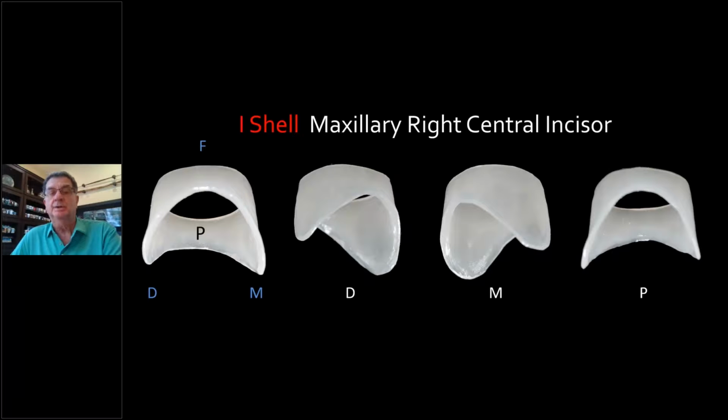And there are the different shells. This is what the eye shells look like, and you can ask the BioHorizons people for this. They're the ones that distribute it.